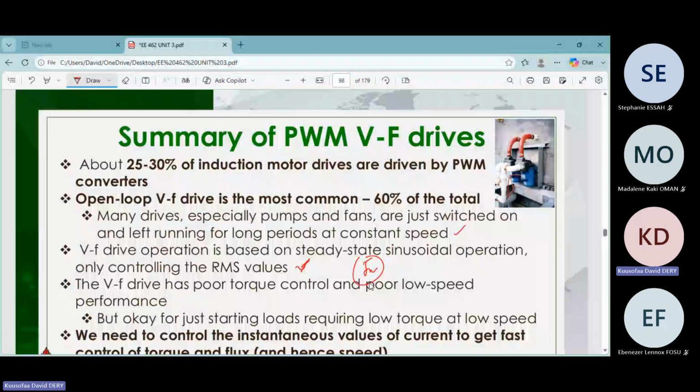If you want to improve the performance of the control, you need a closed loop control. So you have to implement the vector control of induction machines. That is what you need to do to get that done.